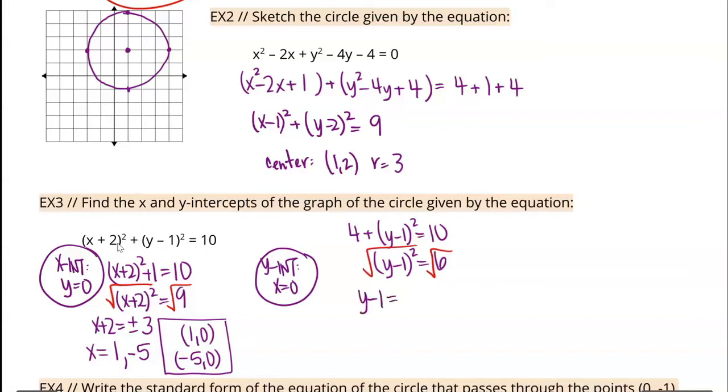Y minus 1 equals plus or minus the square root of 6, which does not simplify, so I'll just leave it like that. And then add 1 to both sides. So this will be 1 plus or minus the square root of 6. Since those are the y-intercepts, they will be at 0, 1 plus root 6, and 0, 1 minus root 6.